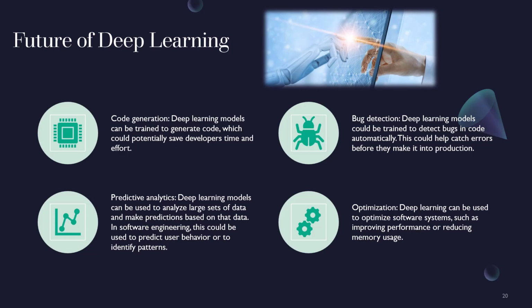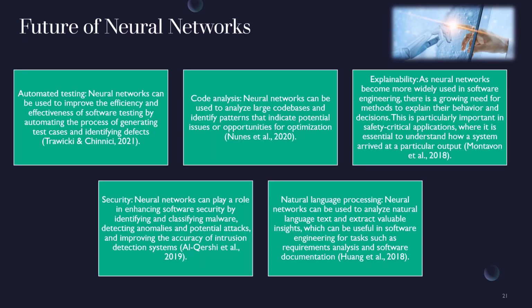Deep learning models can be trained to generate code, which could potentially save developers time and effort. Similarly, bug detection, predictive analytics, and deep learning can be used to optimize software systems, such as improving performance or reducing memory use. The future of neural networks is similar to deep learning, such as automated testing, code analysis, explainability, security, and natural language processing.